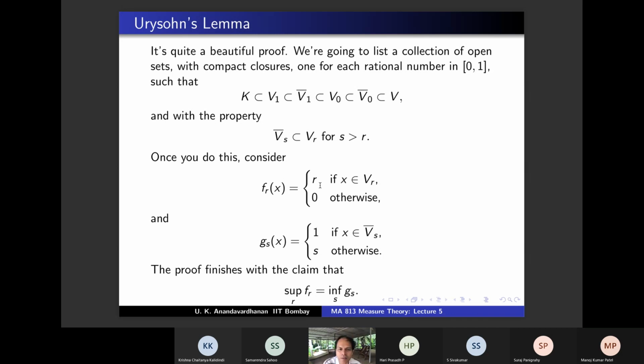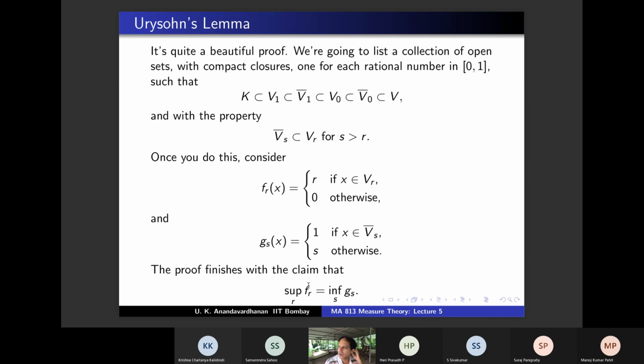Support of FR is VR bar, no? Yes, that is compact. So at each stage, you have to conclude that the support is compact. Essentially, it will come from the fact that all the VR bars are compact. Yes, you have to check that also.